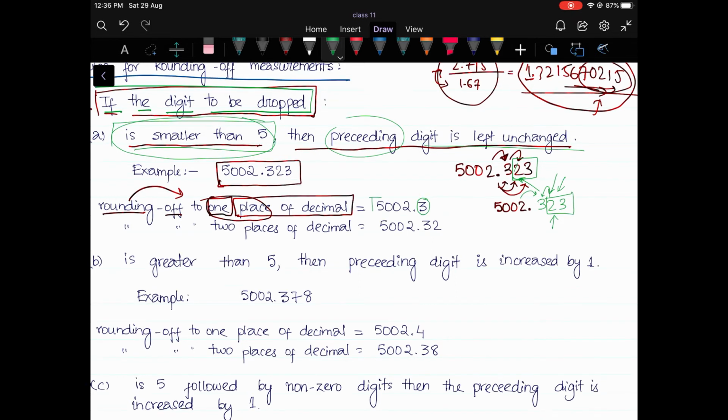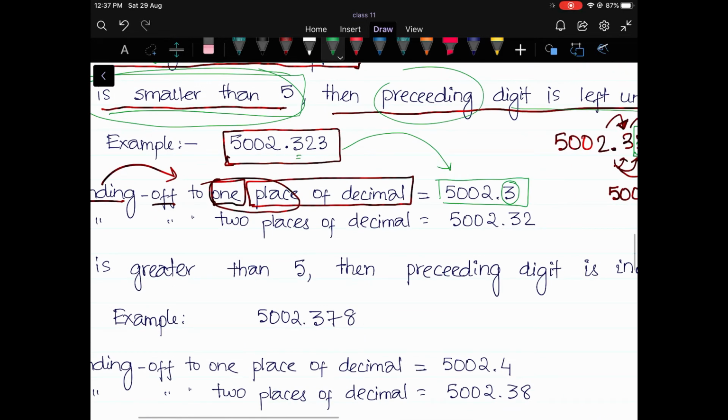So you see we have changed our number from here to here, and we have rounded off to only one place of decimal, that means only to this number here. To round off this number, we check the digit that has to be dropped, that is from 2 onwards we are going to drop it, and this 2 obviously is less than 5, so we will not make any change to this 3 here.